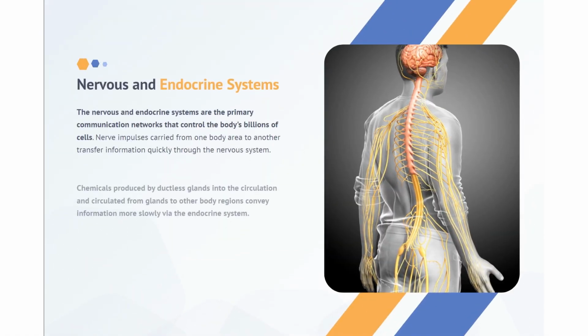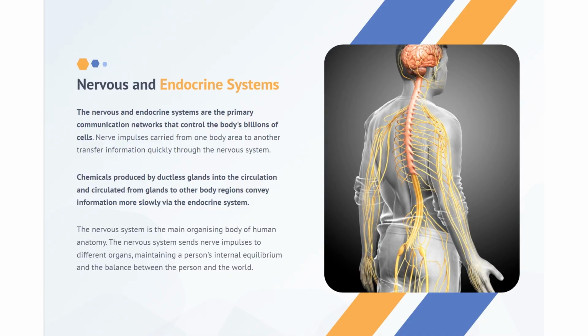Nervous and endocrine systems. The nervous and endocrine systems are the primary communication networks that control the body's billions of cells. Nerve impulses carried from one body area to another transfer information quickly through the nervous system. Chemicals produced by ductless glands into the circulation, and circulated from glands to other body regions, convey information more slowly via the endocrine system.